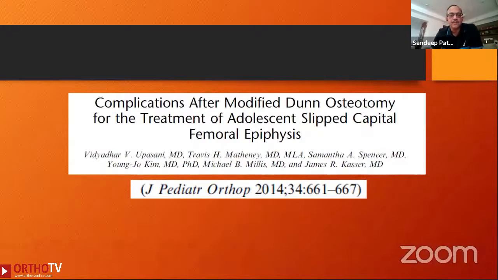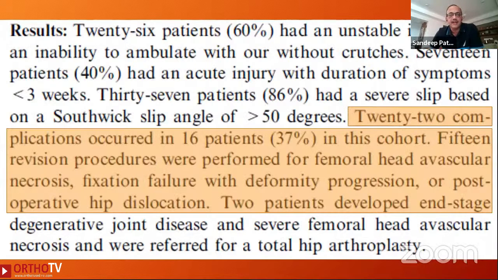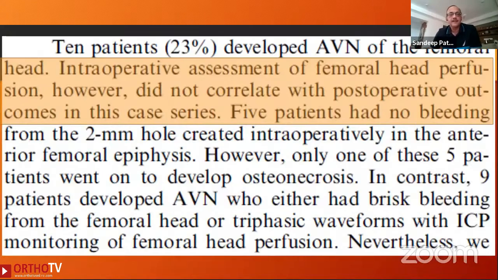If you look at literature published from the Boston group, complications of a modified Dunn's osteotomy, they had 37% complications and 15 revision procedures were performed. They found that intraoperative assessment of head perfusion does not correlate with postoperative AVN rates.